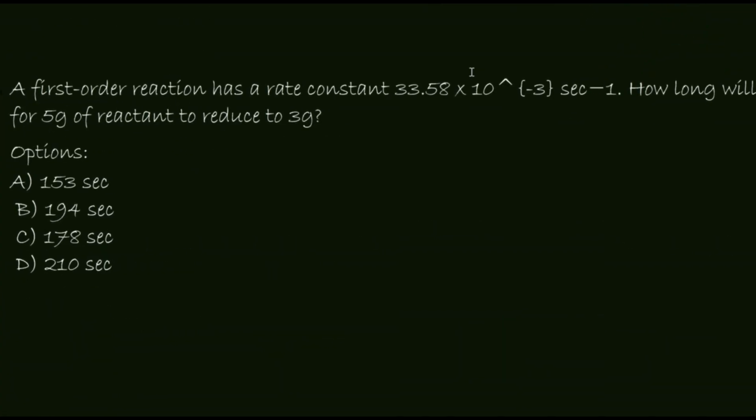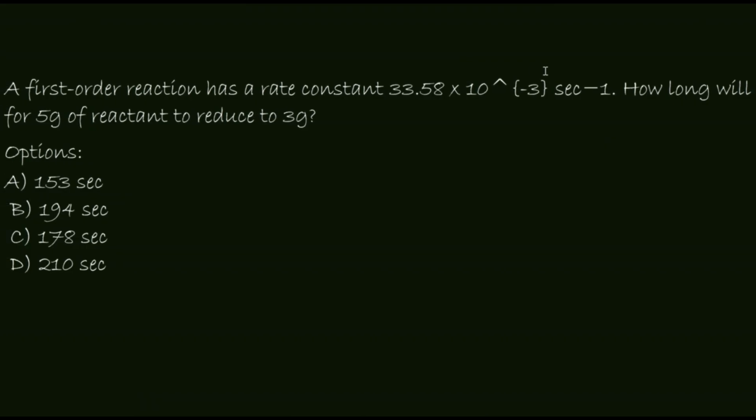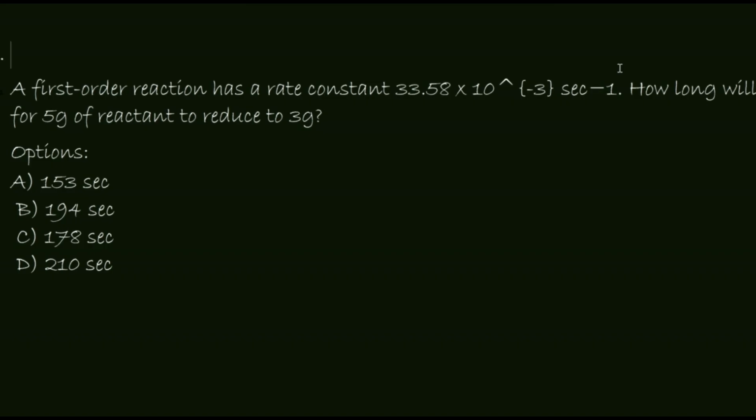A first order reaction has a rate constant of 33.58 into 10 to the power minus 3 seconds. How long will it take for 5 grams of the reactant to reduce to 3 grams? So this is a first order reaction, so you can go about it with the formula.